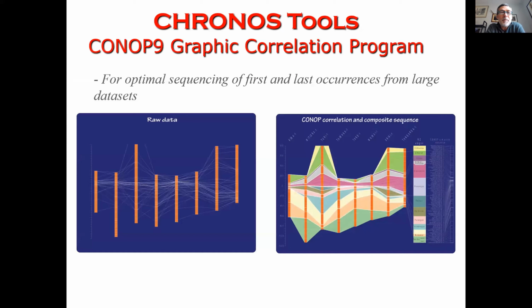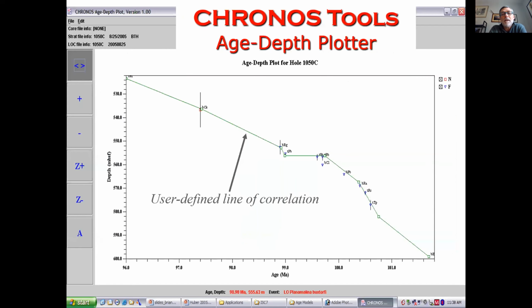Some things that came out of Chronos after the 3 years of funding, we had CONOP, which was a graphic correlation program, still used today. We took David Lazarus' really fine age depth profiler that was available through a JavaScript program called Age Depth Plotter. And this is still available today.